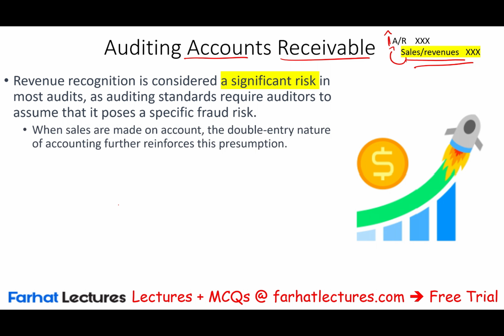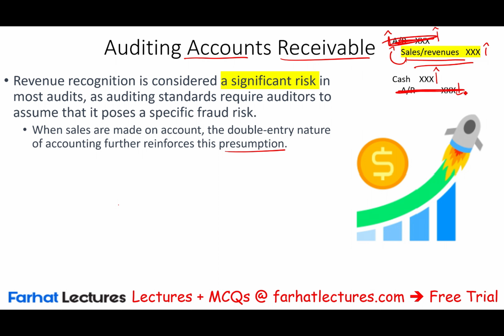Therefore, when we sell something on credit, on account, the double entry nature of accounting reinforces this presumption, because accounts receivable goes up, sales goes up. That's why you increase accounts receivable when you sell something on credit. Now, what's the next thing that happens? The next thing that happens, if everything goes well, we receive the cash. Once the customer pays the cash, we increase the cash and we reduce the accounts receivable.